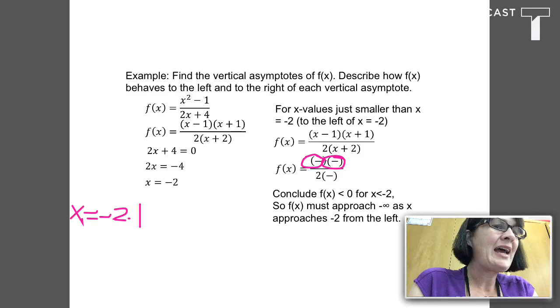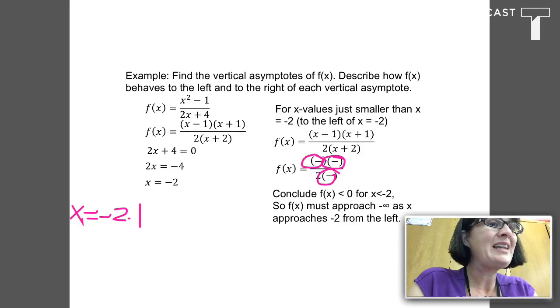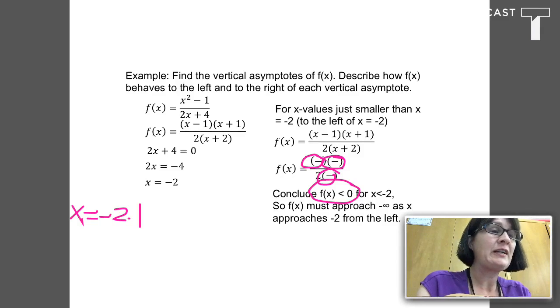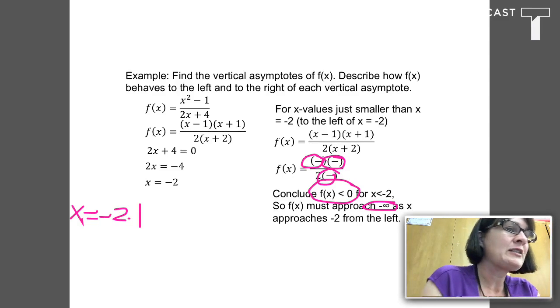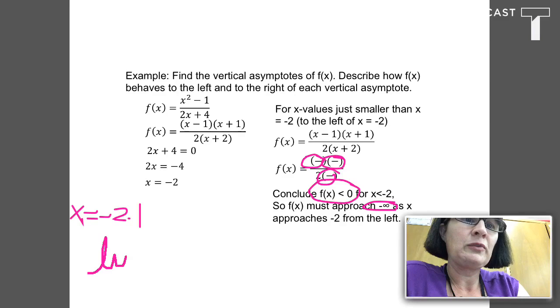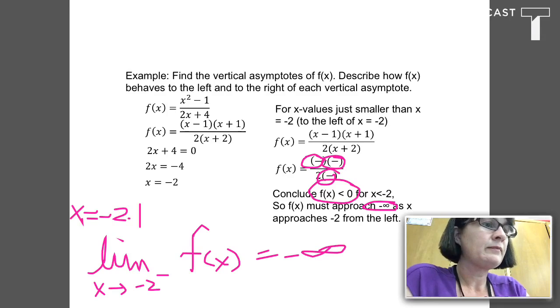2, and then x plus 2. So negative 2.1 plus 2 this time will give a negative result. I have a negative times a negative divided by a negative. My result will be negative. And since I know I was either approaching negative infinity or positive infinity, I have to conclude that my function approaches negative infinity as x approaches negative 2 from the left. And then in math symbols, the limit as x approaches negative 2 from the left of f of x is negative infinity. That's your answer.